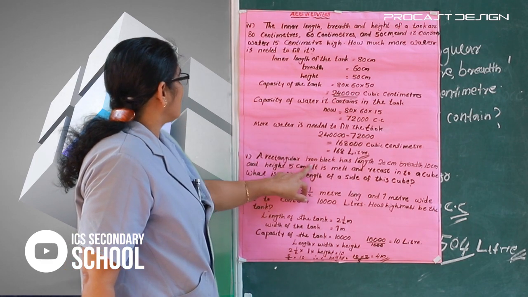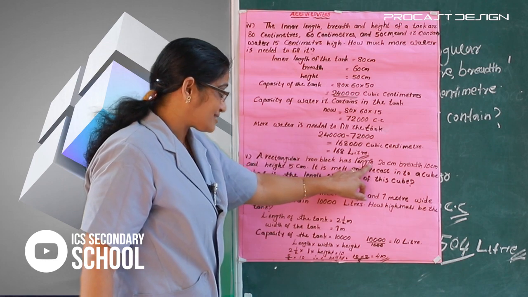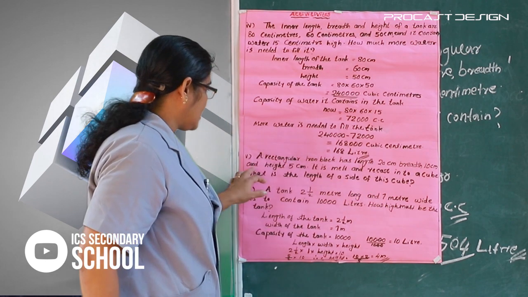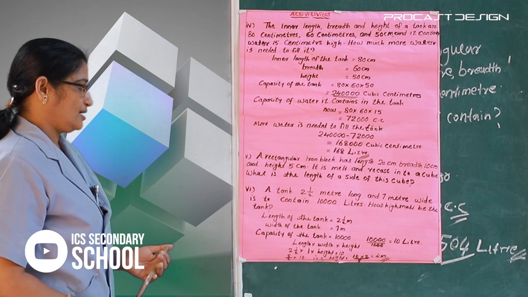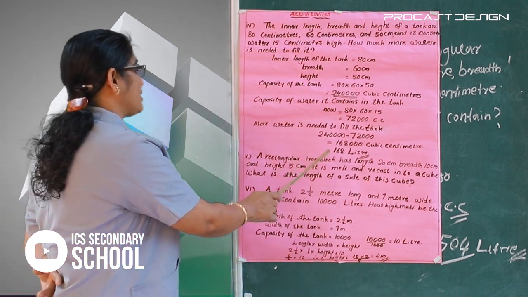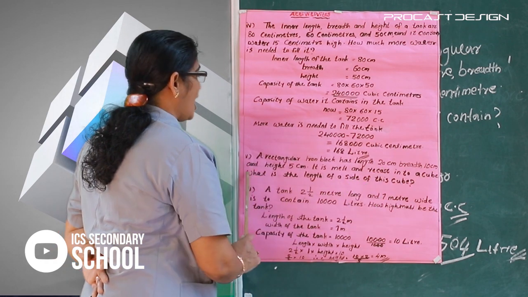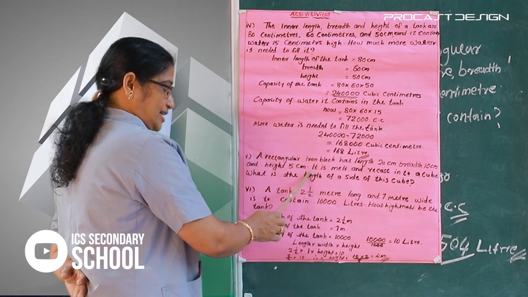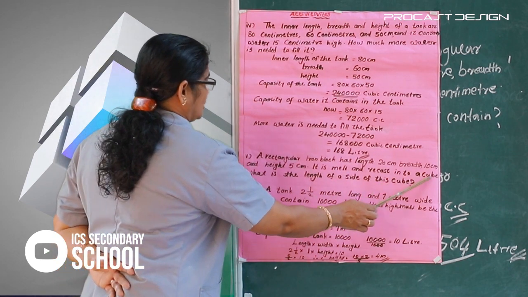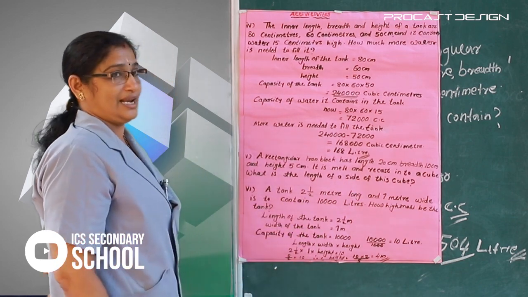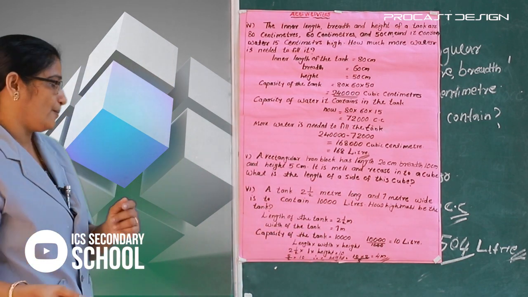A rectangular iron block has length 20 centimeter, breadth 10 centimeter and height 5 centimeter. It is melted and recast into a cube. What is the length of the side of this cube?